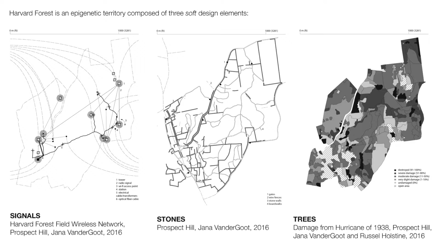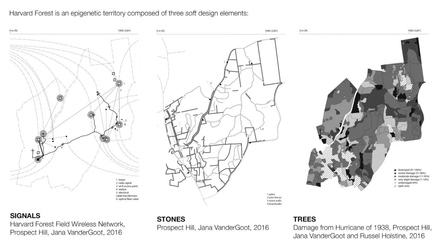In my book, I described Harvard Forest as a kind of urbanism that has three primary layers: signals, stones, and trees. This slide here shows those layers in plan view and shows a particular area of Harvard Forest called Prospect Hill. On the far left is the Harvard Forest Field Wireless Network, which is a series of towers and armatures that send data across the globe.